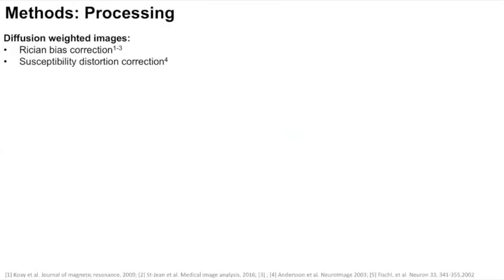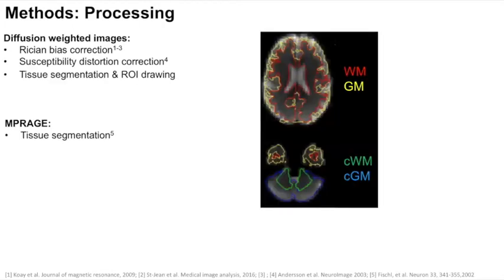For the processing, we did the Rician bias correction to get rid of the noise floor, and susceptibility distortion correction. We used the MP-RAGE to segment out these different tissue types. Then based on these segmentations, we manually drew ROIs to make sure we were not near any susceptibility artifacts or other artifacts that might artificially give you a high signal at high B values.